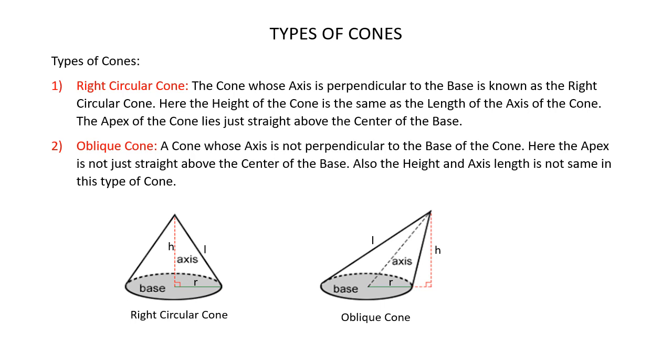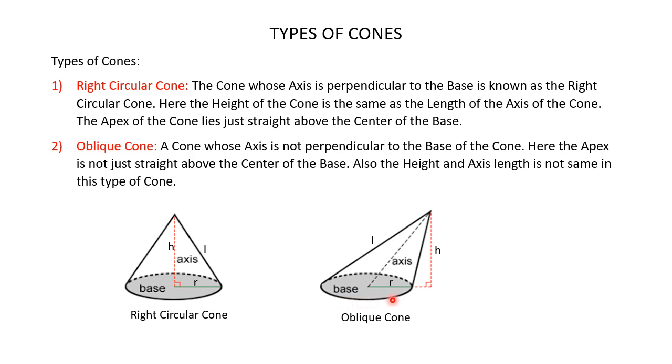Oblique cone. A cone whose axis is not perpendicular to the base of the cone is known as an oblique cone. Here, the apex is not just straight above the center of the base. Also, the height and the axis length are not the same in this type of cone.